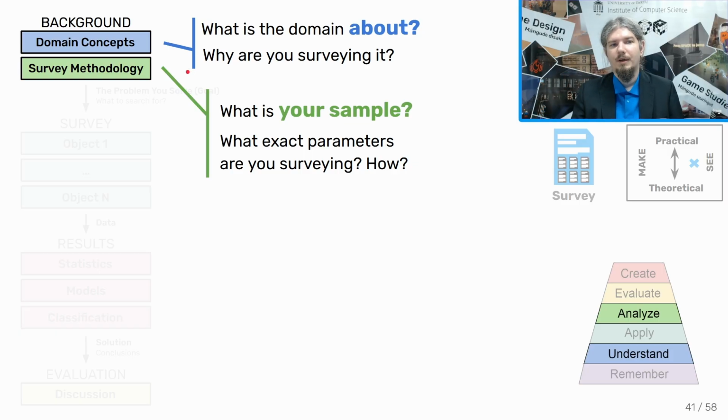And then next you should talk about your survey methodology. So what is your sample, how you're going to pick the objects that you survey, and what are the exact parameters that you're surveying.